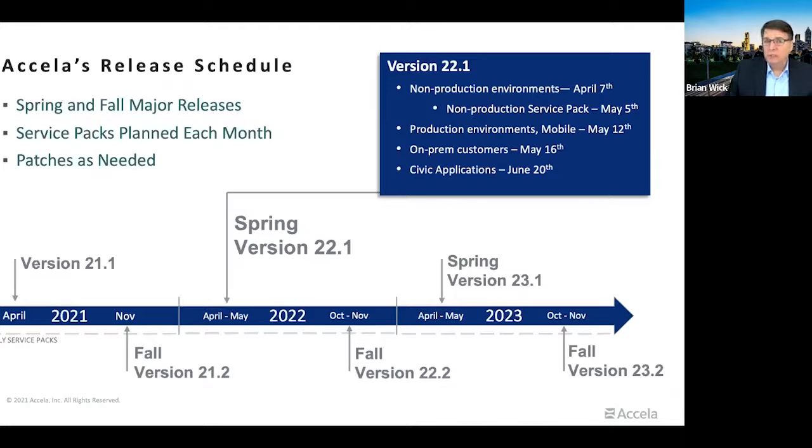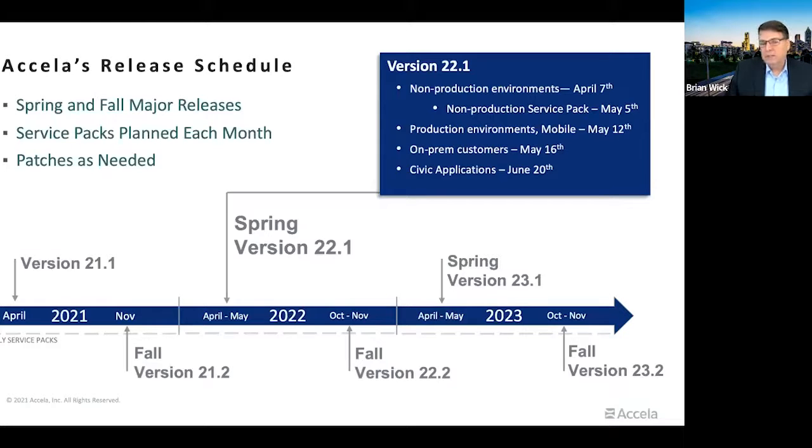Now, our timing for this release, again, we're 22.1, is for our first non-production environment rollout is April 7th. The non-production service pack, so before we go into production, we're going to be implementing a service pack that'll be 22.1.1, and that's scheduled for May 5th. Now we go into production environments as well as our Accela mobile release, and that's scheduled for May 12th. Our on-premise customers will be able to get the link to the FTP site to download 22.1 for on-premise deployment, and that's May 16th. And then our Civic applications generally tail a little bit, and June 20th is the date for that.